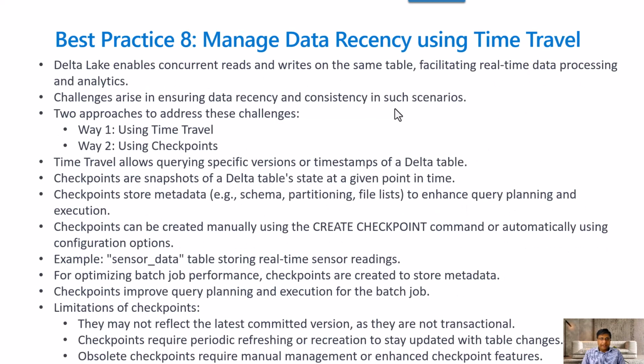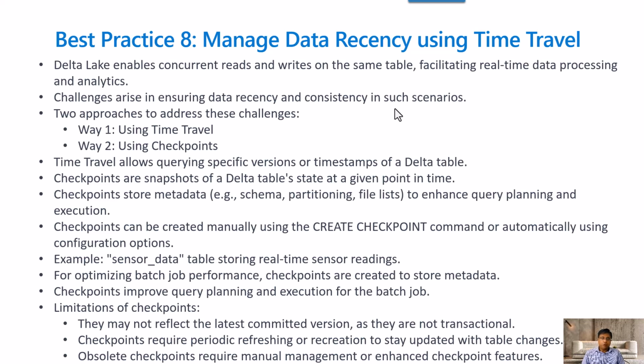Best practice number 8, manage data recency using time travel. Delta Lake enables concurrent reads and writes. That means there could be users who are trying to read the records, and at the same time records are being written. And this really happens in real-time processing, right? Challenges arise because the data is being read and written at the same time, so there could be consistency related issues. How do we solve these consistency related issues? We can use two options. First is time travel, and another one is checkpoint.